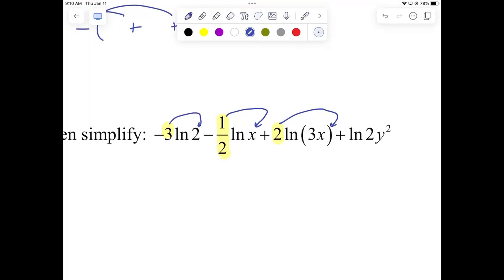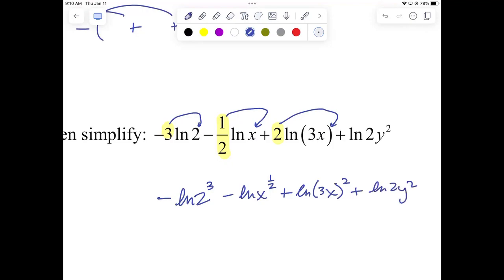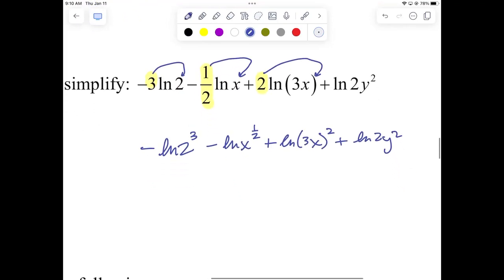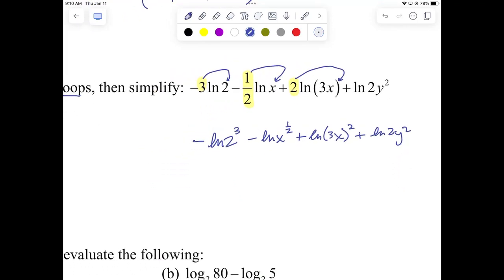And I'm going to take a whole line to do that. So I get negative natural log of 2 cubed, which is easier than positive natural log of 2 to the negative third, minus the natural log of x to the 1/2, plus the natural log of the quantity 3x squared, plus the last term doesn't have anything to bring up. So I do that first. Now that I have my coefficients of 1 or negative 1, that's what we want. The coefficients are 1 or negative 1.